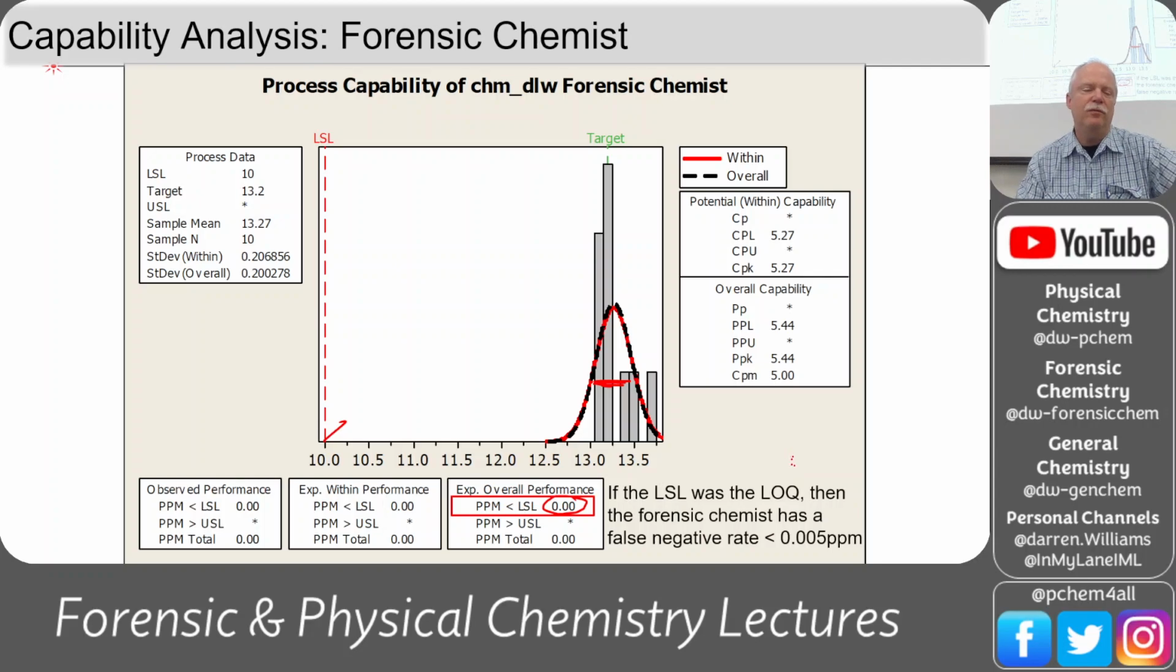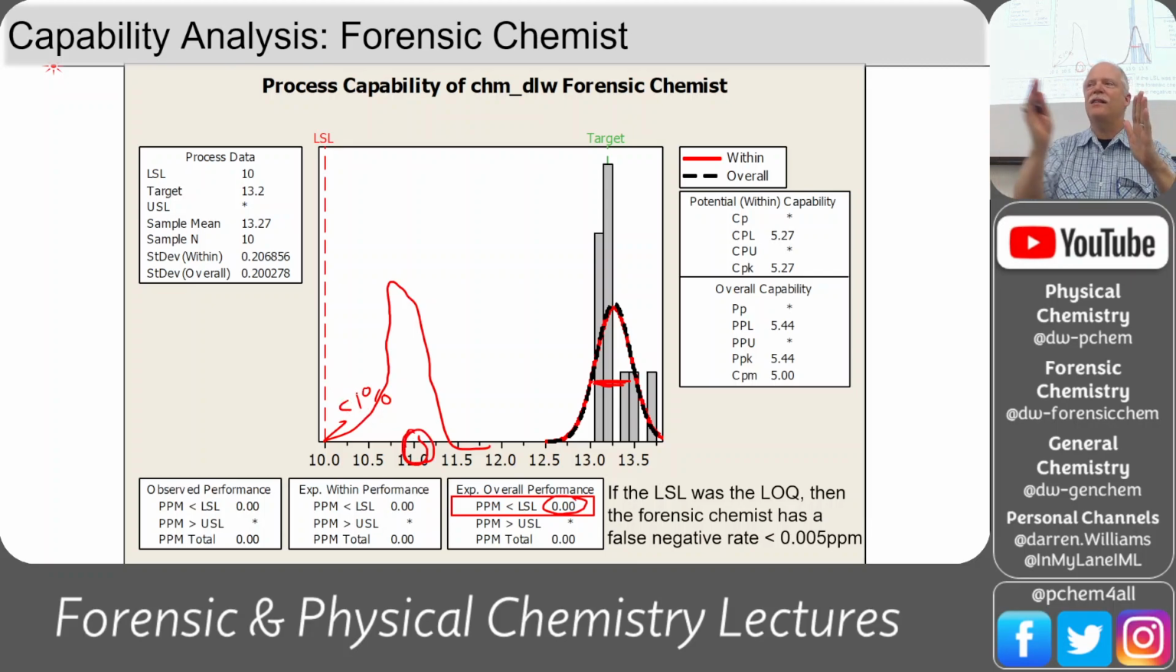Now, what would be an acceptable rate? If you say less than 1%, you could scoot this down until that area is, say, less than 1%. If their data was down here, so they could get down to say 11 or maybe 10.5 and still have less than 1% false negatives. So this is a way to kind of set their administrative minimums.